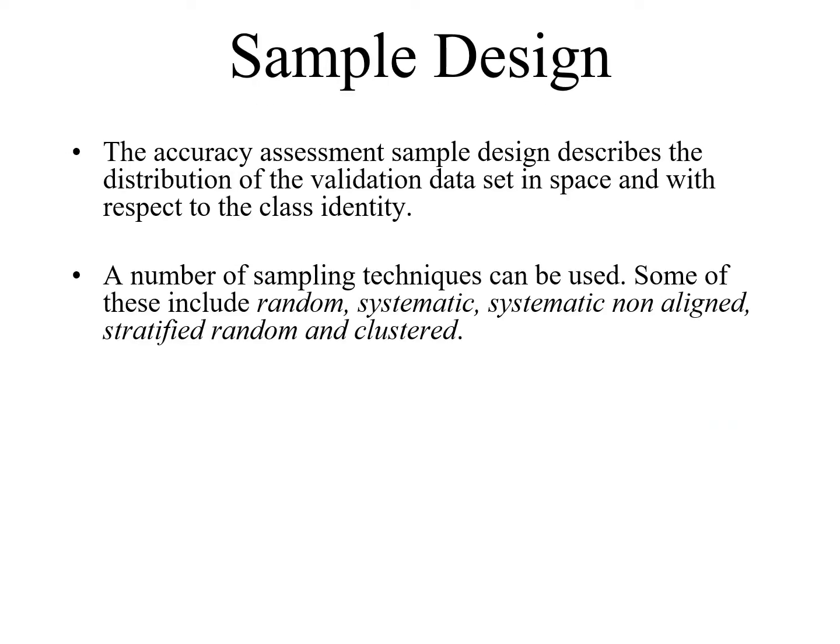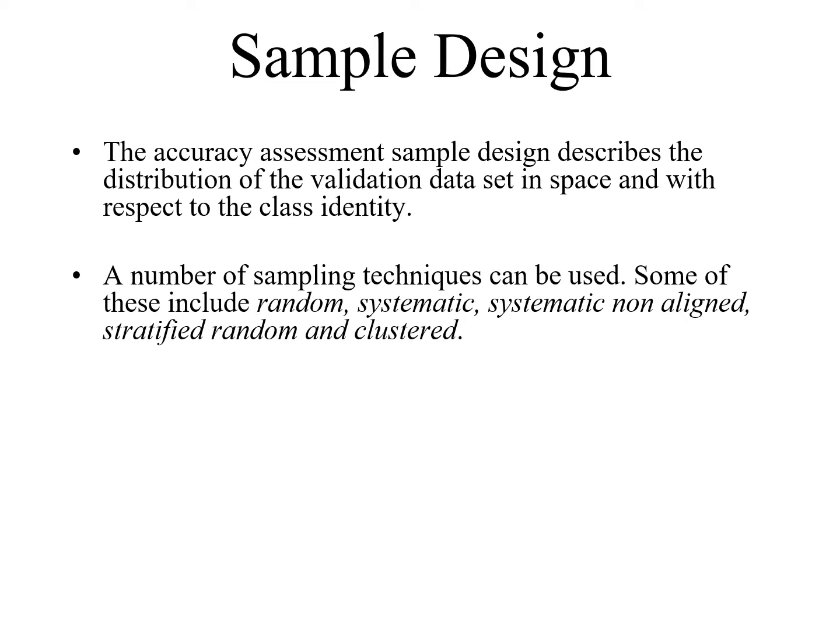So we have some concerns about the size of the samples that we're going to be making to try to determine class. We also have to think about sample design. So the accuracy assessment sample design just describes the distribution of the validation data in space. So are you going to lay out your samples evenly in north and south and east and west? And are you going to have different distributions based on the identity of the class?